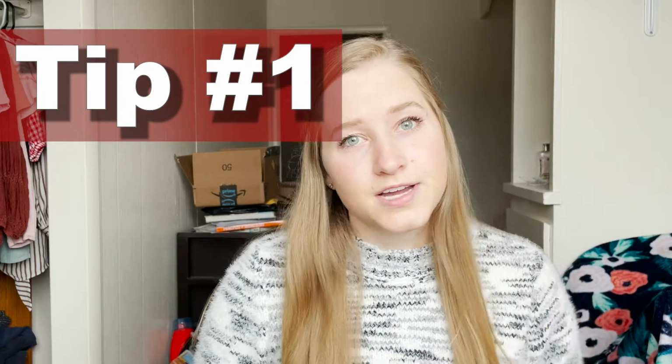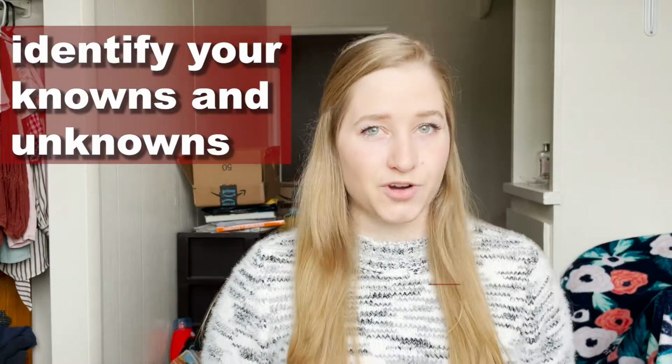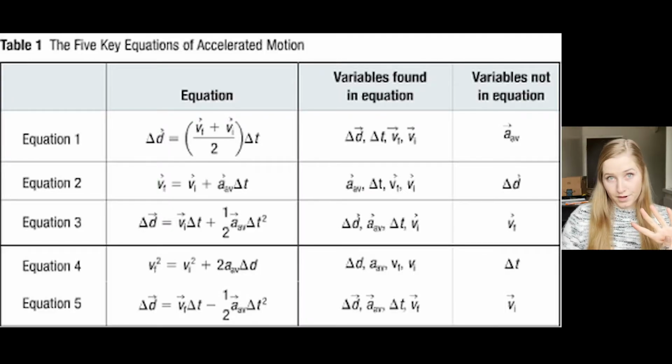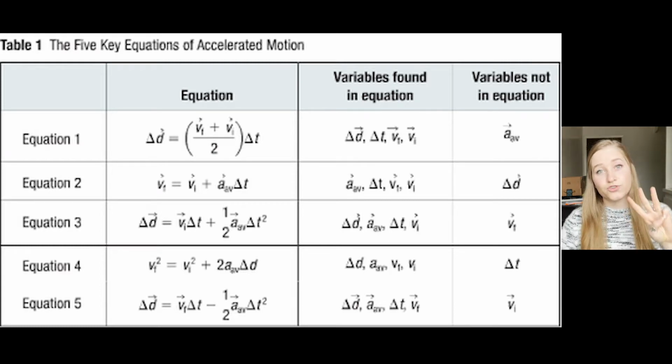Tip number 1. Identify your knowns and your unknowns. In kinematic equations, there's 5 variables that are important: velocity initial, velocity final, acceleration, distance, and time. There are 5 equations that each have 4 variables, and so if you can identify 3 things that you do know, you should be able to solve for the 4th that you want. Knowing what you know and what you want is really important. So make sure you write those down on your paper when you first start your problem.